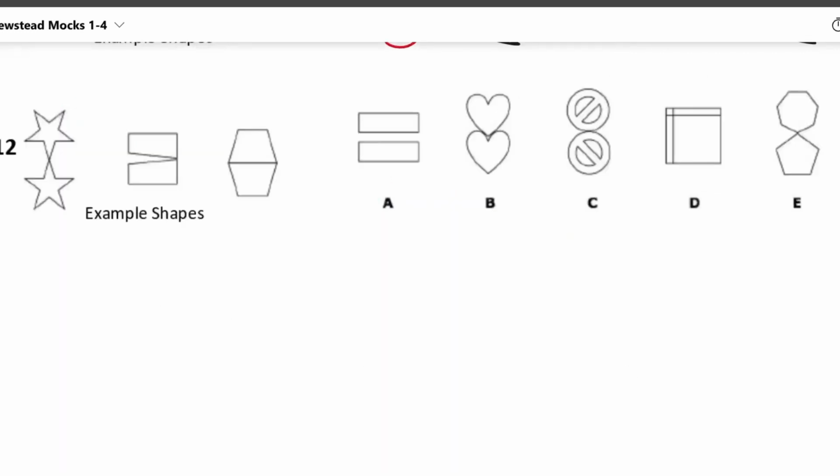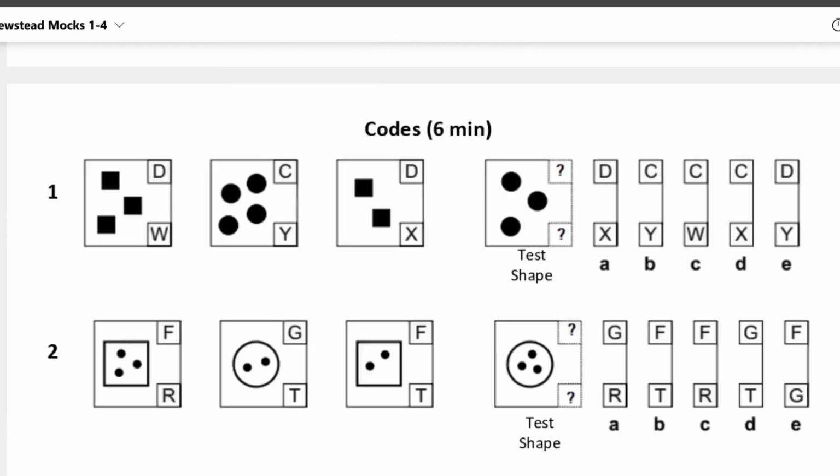Question number 12, they are the exact same shape, slightly touching. Exact meaning, and it can't be A because they're not touching. D, they're not interlocking. E, they're the wrong number of sides. C has been flipped or rotated. B is the only one that is the exact same shape, slightly touching.